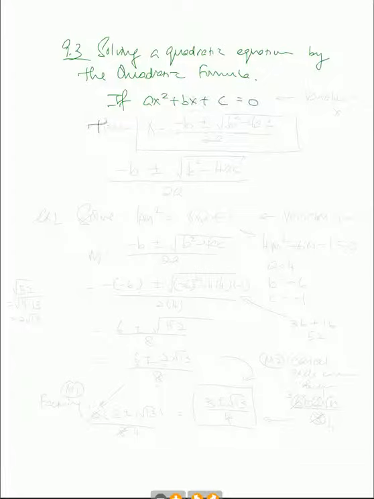equals 0, then there is a formula that can allow you to find the roots, and that formula is obtained by x equals minus b plus and minus the square root of b squared minus 4ac, all over 2a.